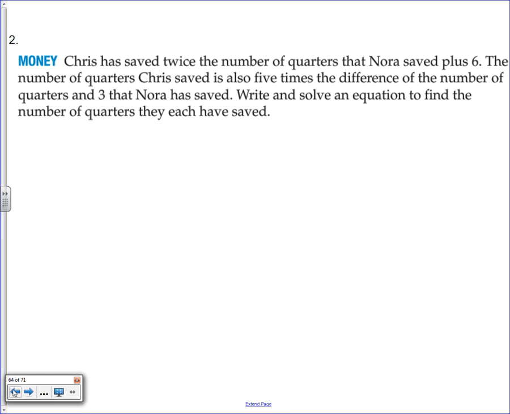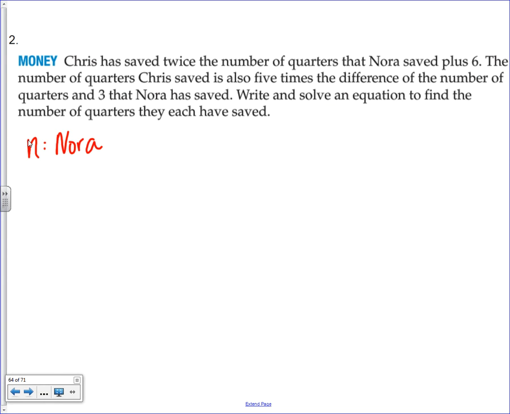I want to know what the unknown is. They each have. We're talking about Chris and Nora. Isn't that 2 people? Do I get to use 2 different letters? No, I don't. So who do I know the least amount about, Nora or Chris? I don't know anything about Nora. Everything they talk about in here is about Chris. Okay, so we're going to say N is going to be for Nora.